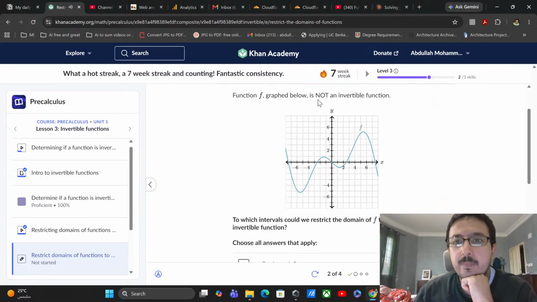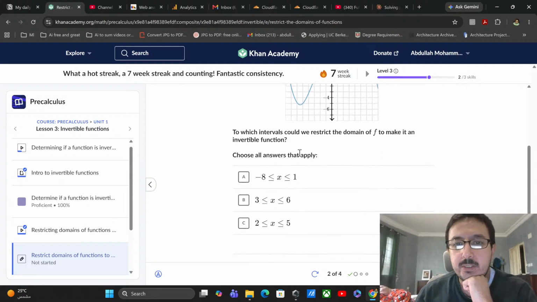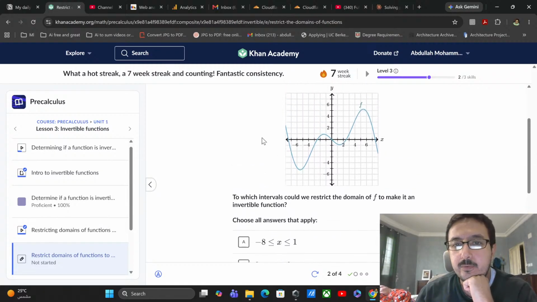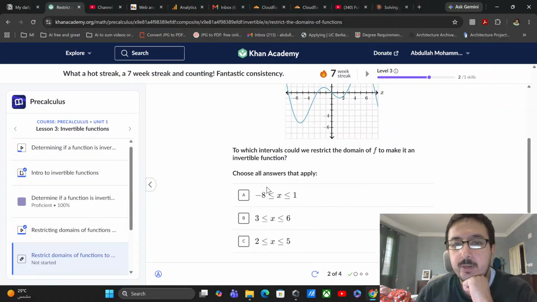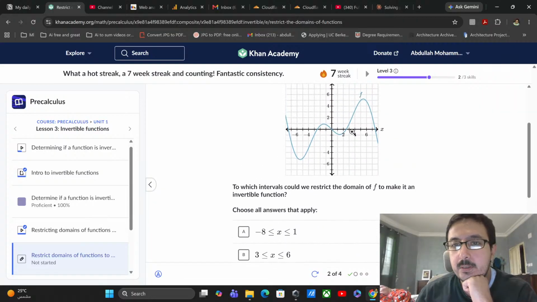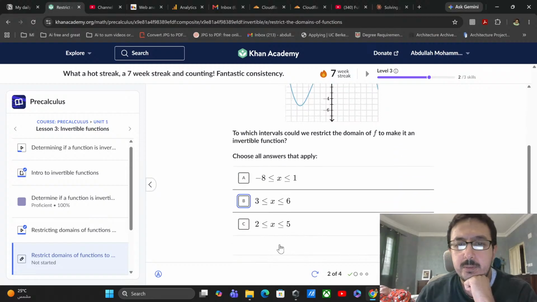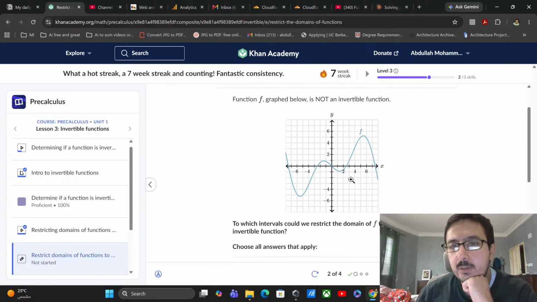Okay. It's not invertible. To which intervals can we restrict it? Minus 8 to 1, from minus 8 to 1. Nope. 3 to 6. 3 to 6. Check. Nope. 2 to 5. 2 to 5.